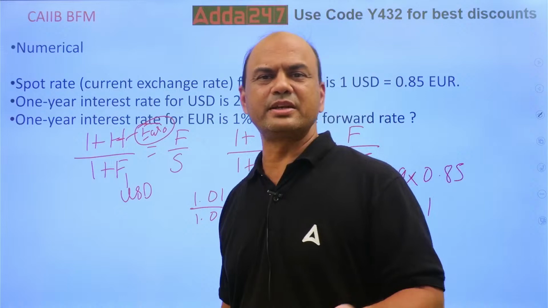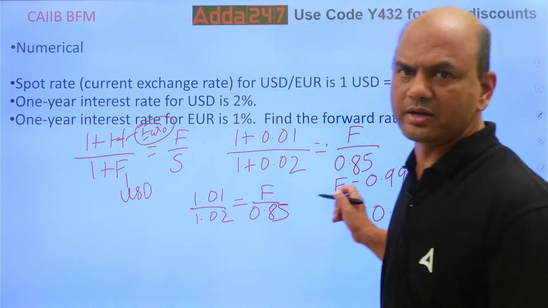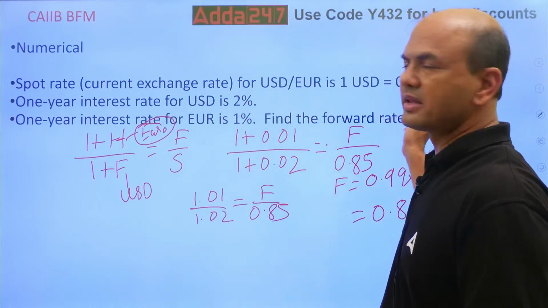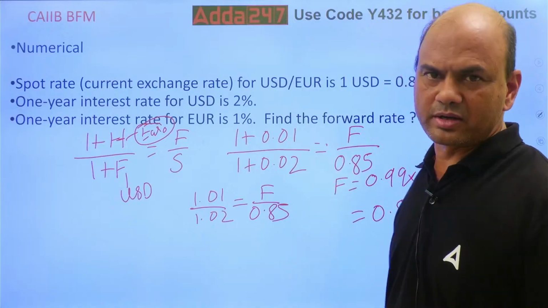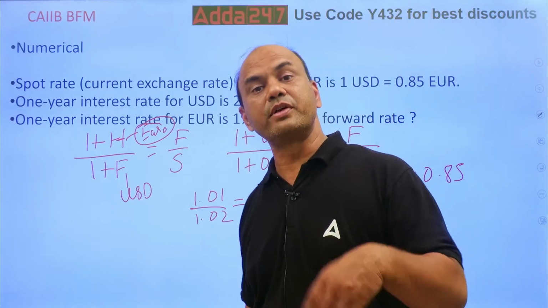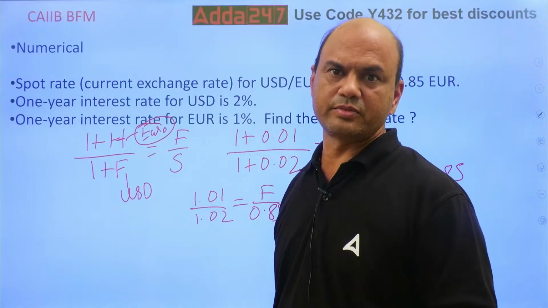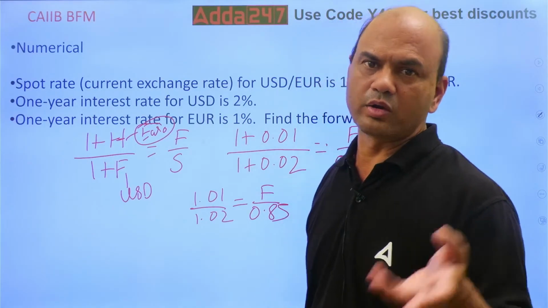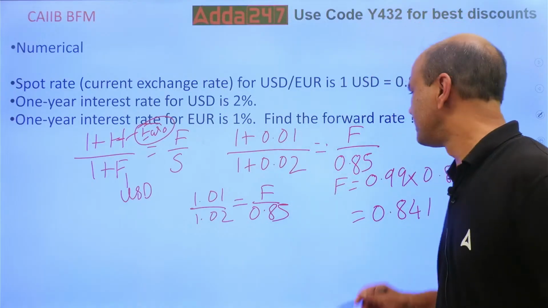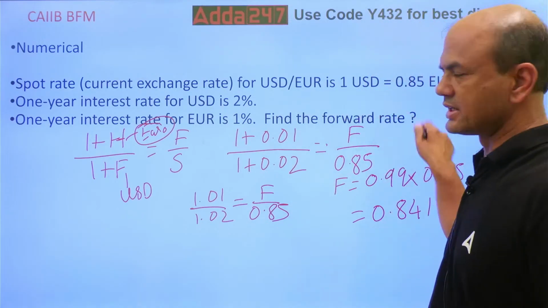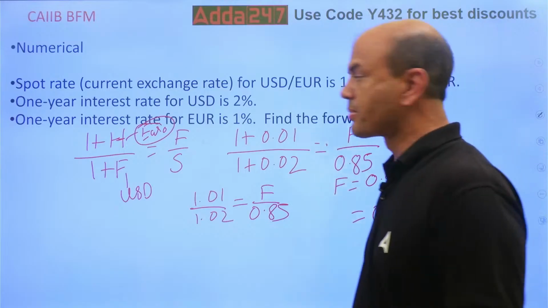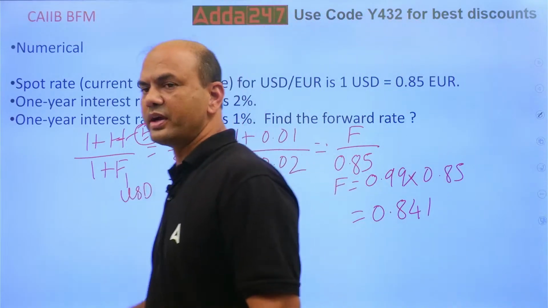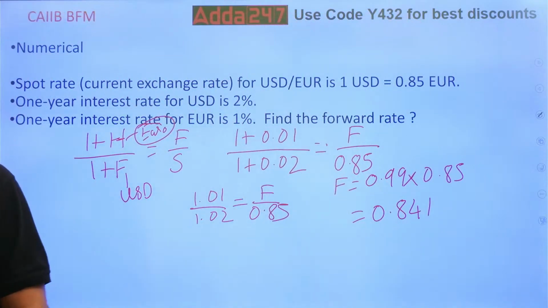It's like buying vegetables. If right now I have to pay 85 rupees for buying one vegetable, and afterwards I have to pay 84 rupees for the same vegetable, then that vegetable has become cheaper. Dollar has become cheaper, so the dollar is falling down in this case. Got it? This is the way you should always find this forward.